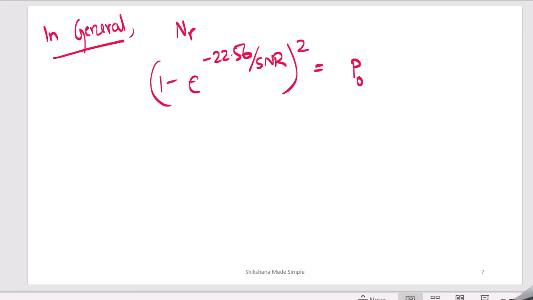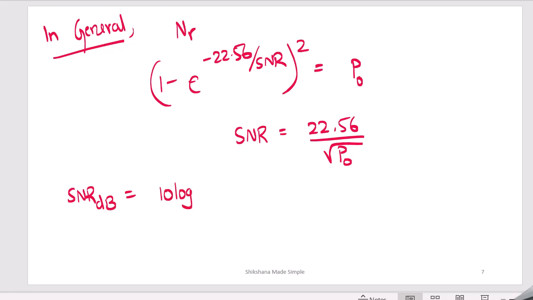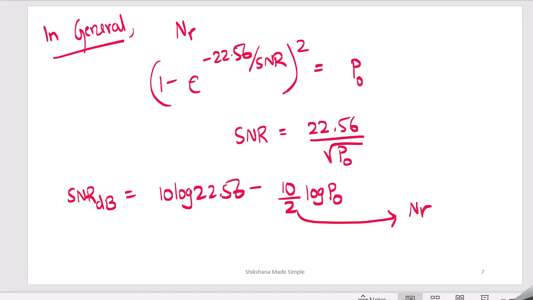So if you solve for this, then SNR is equal to 22.56 divided by square root of P naught. If we go for dB, then it would be 10 log 22.56 minus 10 by 2 log of P naught, right? This 2 is actually, earlier it was NR, so we need to replace it with NR. So finally your equation will become 13.6 dB minus 10 by NR log of P naught.